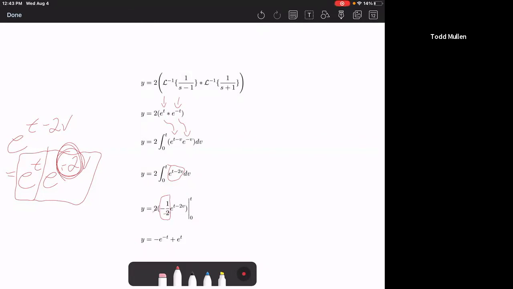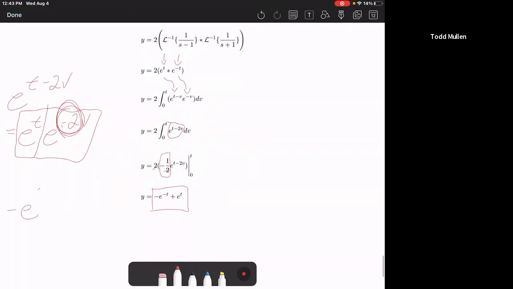The 2's actually cancel, and we're just left with negative e to the negative t plus e to the t. Well, how does that happen? We have negative e to the t minus 2v. We start by plugging in t for v, so we get negative e to the t minus 2t, which is equal to negative e to the negative t. That's your first piece. Secondly, we're going to get a positive e to the t minus 2 times 0, which is just equal to e to the t.